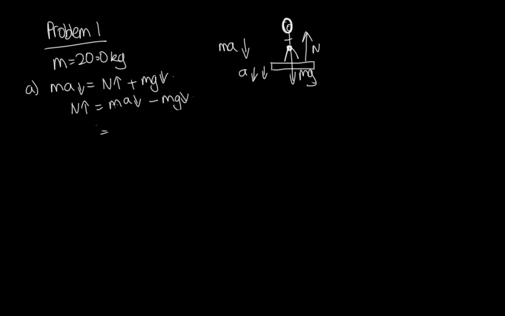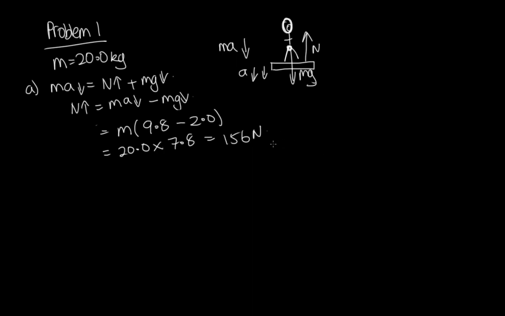So what we can do now is take the mass out as a common factor. Now we've got minus g downwards, so that's 9.8 upwards. And then we've got plus a downwards. So if we take downwards as negative, then that's minus 2.0. We're given the a in the question. And so this is equal to 20.0 times 7.8, which is equal to 156.